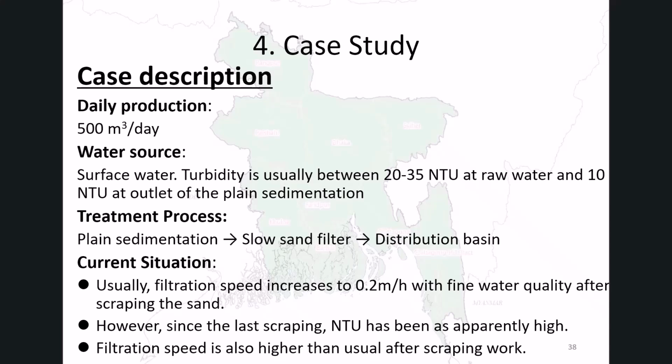The treatment process consists of plain sedimentation, slow sand filtration, and then a distribution basin. Under normal conditions, filtration speed becomes around 0.2 meters per hour after scraping, and water quality is good. However, after the most recent scraping, turbidity after filtration has remained unusually high, and filtration speed is higher than usual. This abnormal situation must be analyzed using the principles learned earlier.